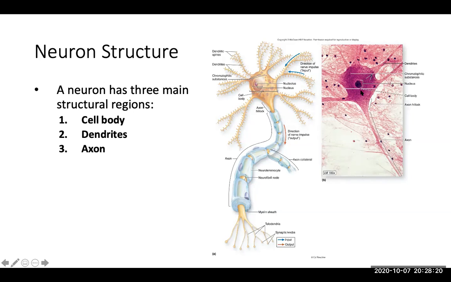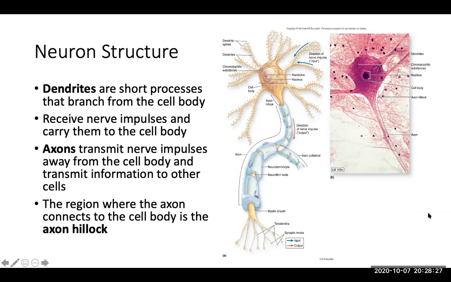This is a microscopic image of a neuron. It's pretty fun to look at a neuron underneath a microscope. So the dendrites will be the short processes that branch from the cell body. They'll receive nerve impulses and they're carrying them to the cell body. The axons transmit these nerve impulses away from the cell body and transmit information to other cells. And the important region we talk about is the axon hillock, and that's the region where the axon connects to the cell body.